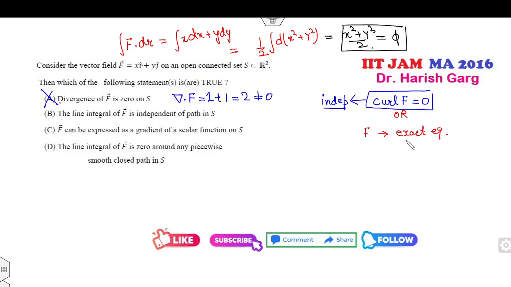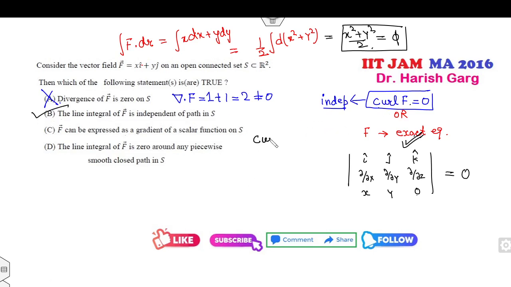Fine. So that means this is exact. So therefore, if it is exact, the curl will be 0. Otherwise, you can find the curl. There is no issue. You can find the curl del x, del y, del z. So it is x, y, 0. So clearly say first part is 0 minus 0. With respect to j, 0, 0, and which is 0. So once the curl F is 0, that means it is independent.